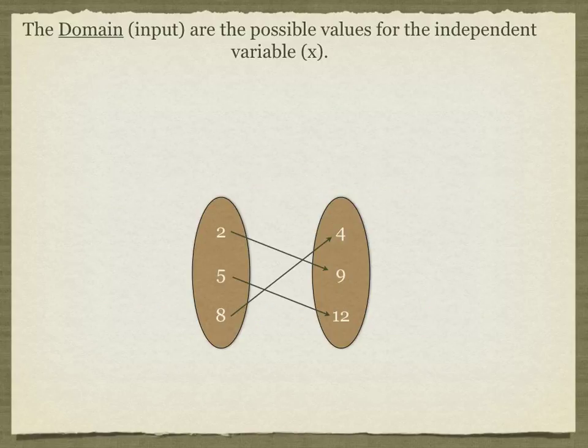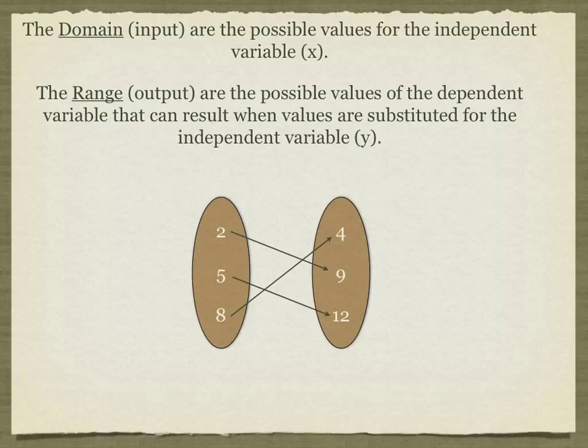Okay, the parts of a function. So we've been talking about that first group of things and the second group of things. The first group of things is being mapped to the second group. That first group is called the domain. That's the possible values for the independent variable. Okay, that's the first group that we were talking about a second ago. So the independent variable is that first group of things.